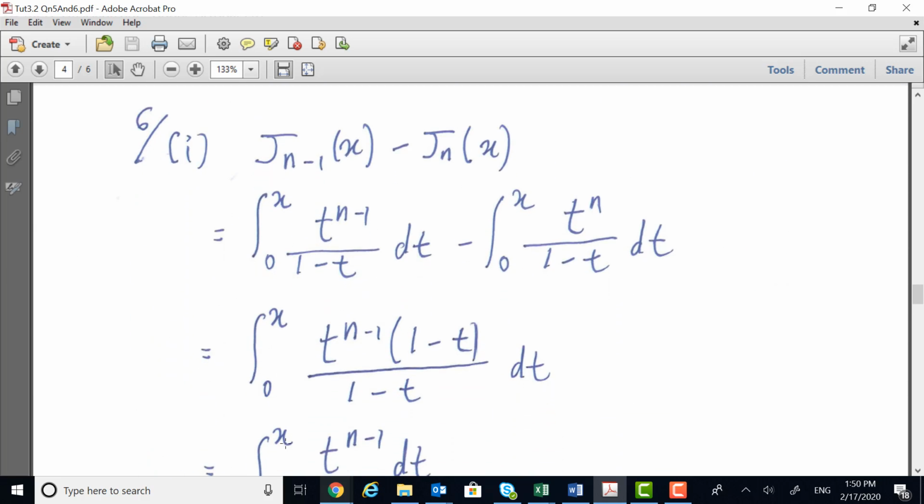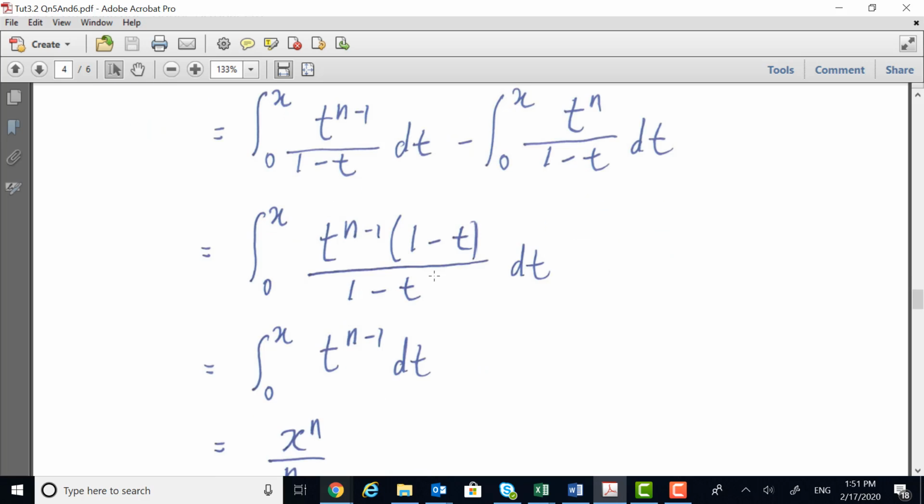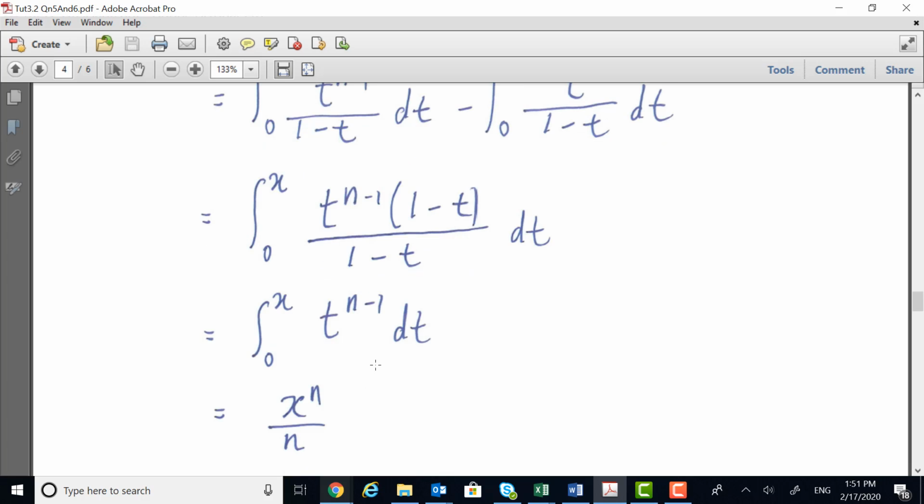For question 6, it is slightly tricky. We're asked to prove that J_{n-1}(x) minus J_n(x) is equal to something. So what I did is I start off with this line, and by definition of J, I replace it with the definition. I combine these two together as a single fraction, and I perform some factorization. And I can cancel these two terms, leaving with this, and I integrate it to become just this. And this is what you're required to prove for 6 part 1.